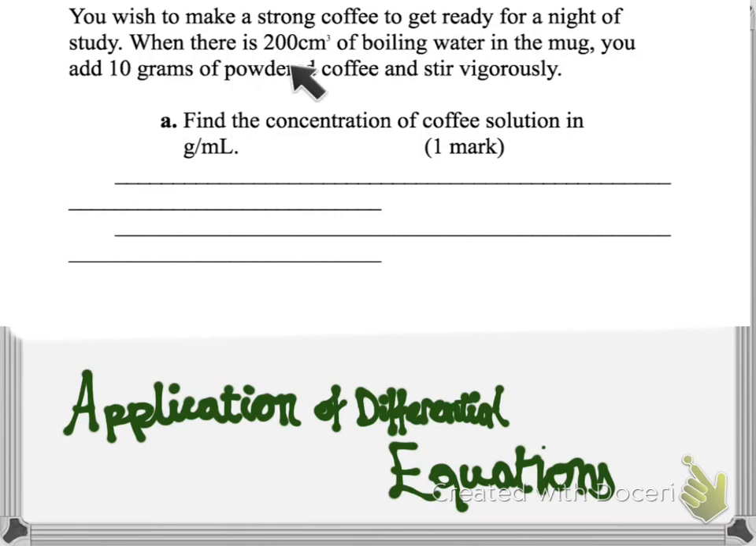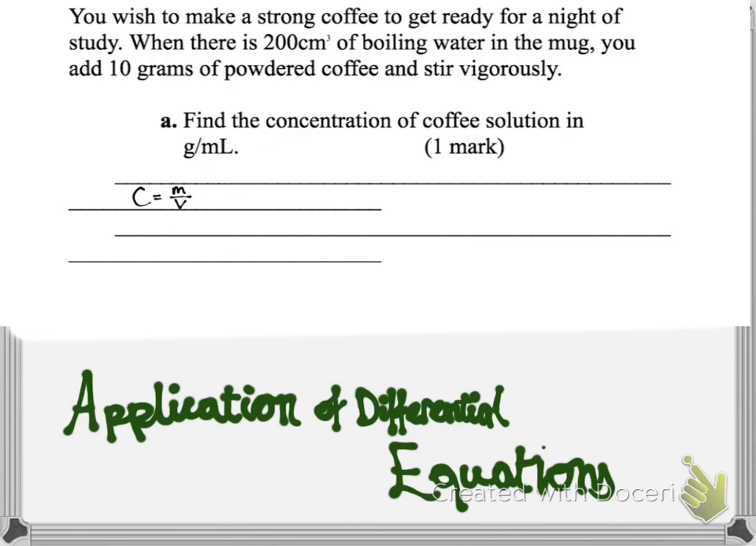And when we pour 200 centimeters cubed of boiling water into our mug, then we go ahead and put 10 grams of coffee in and we stir it up, mix it all together. So from that, what is the concentration of the coffee solution in grams per mils?